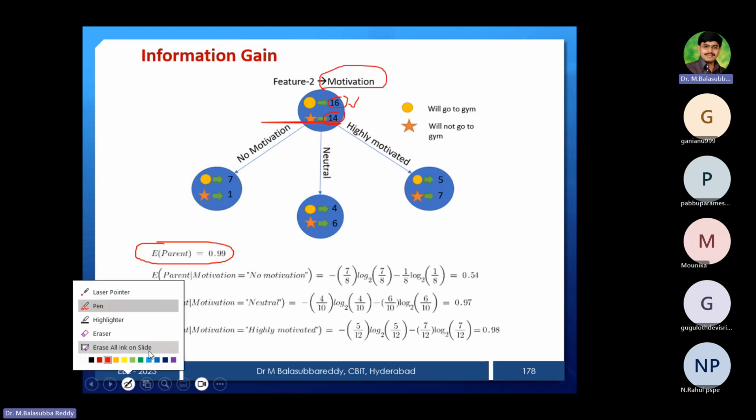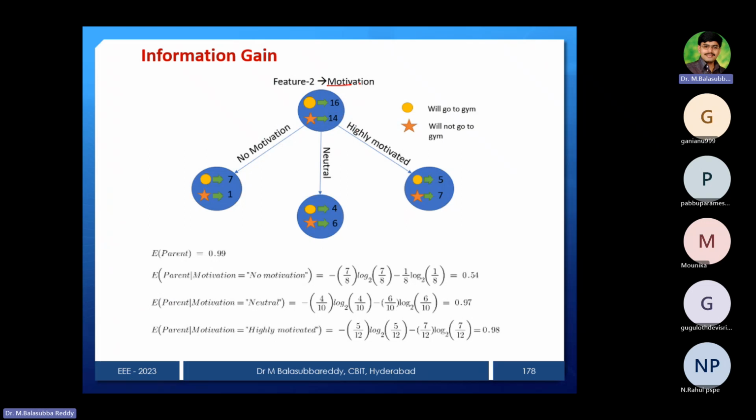Earlier the root node was energy. Now consider the root node to be motivation, and we have to calculate the rest of the entropies. The root node entropy we already calculated, 0.99. Now we go for the entropy of no motivation. How to calculate? Again, positive class and negative class: going to the gym, not going to the gym.